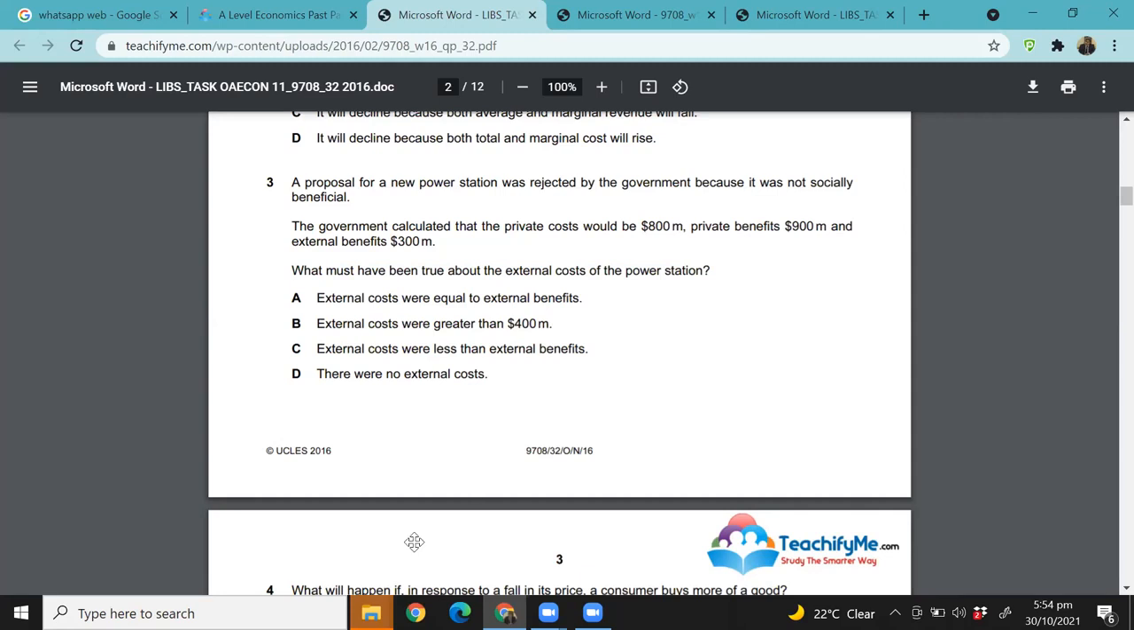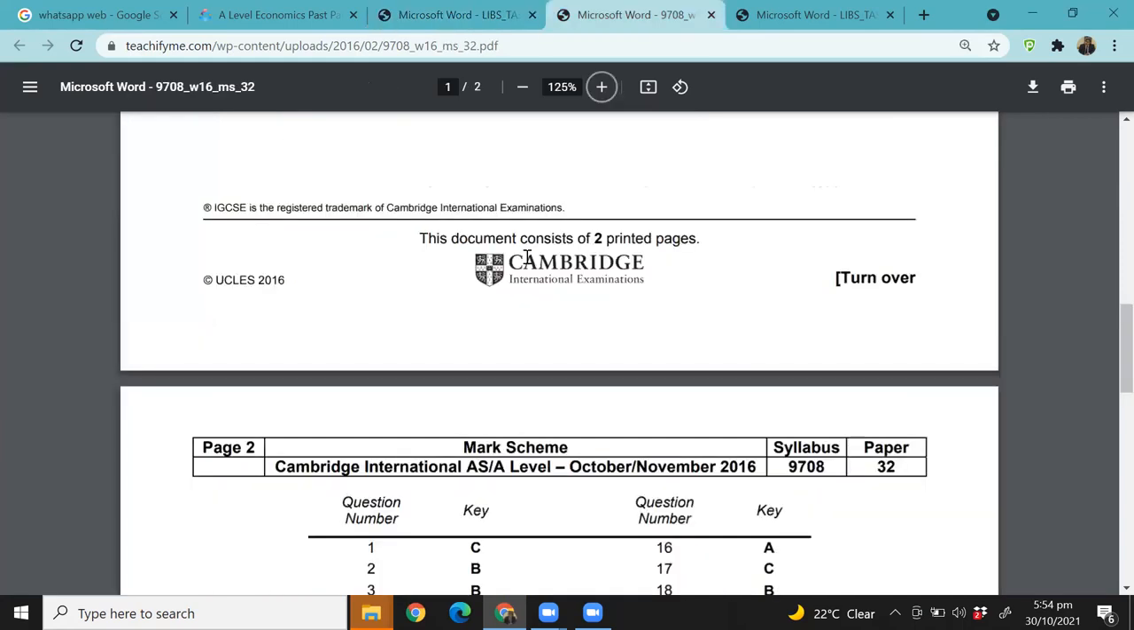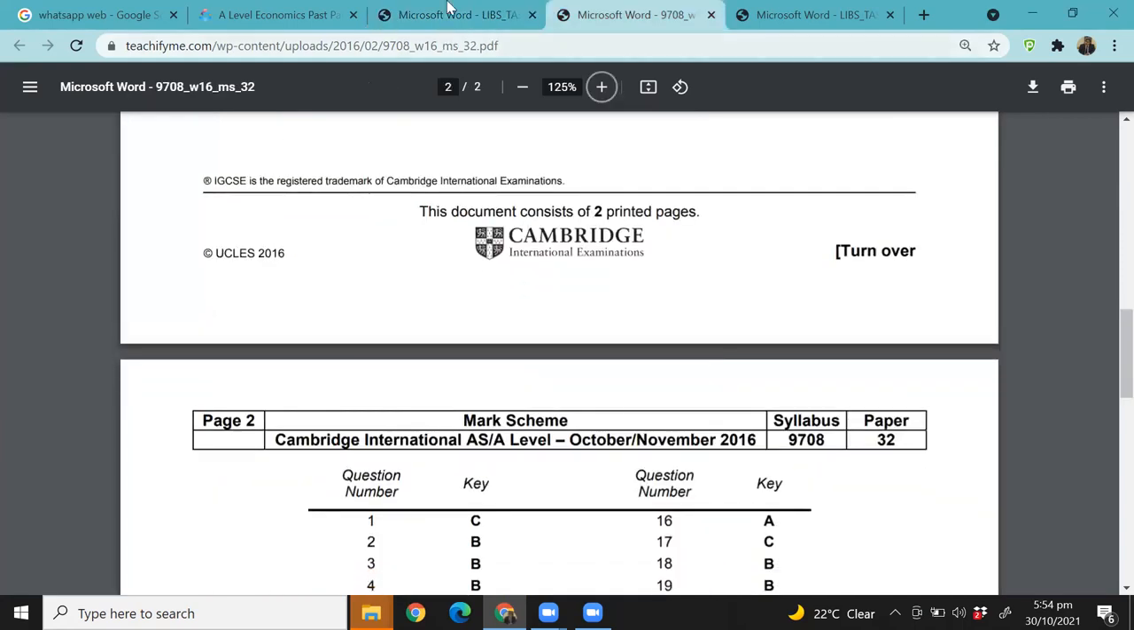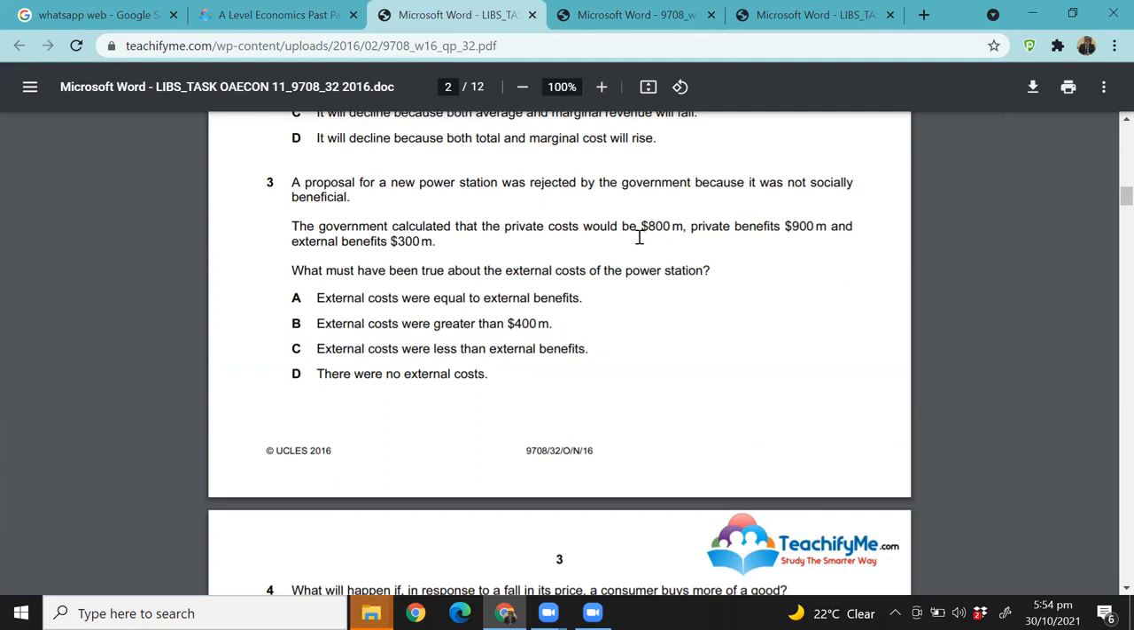What do you think? The answer is B, absolutely, right? So when you add external cost and private cost, that gives you social cost. If social costs are exceeding the social benefits, then you do not continue with the project. On the other hand, if social benefits are greater than social costs, then you continue with the project. So the answer should be the external costs were greater than 400 million.